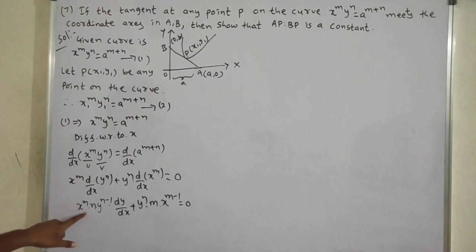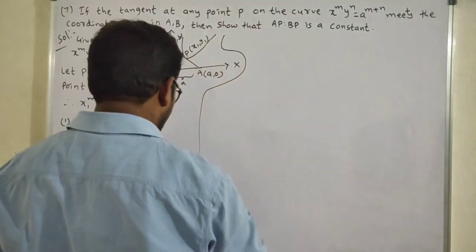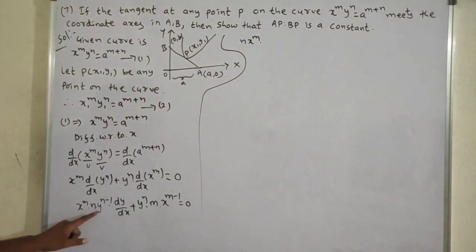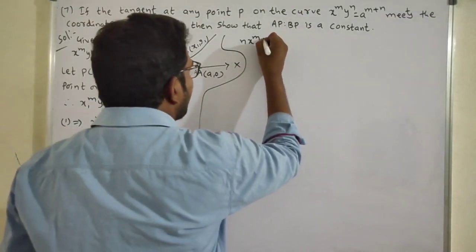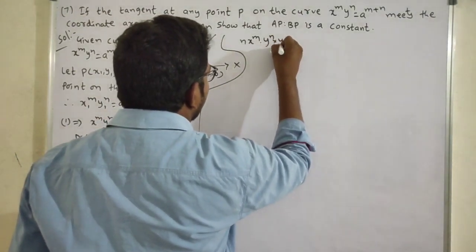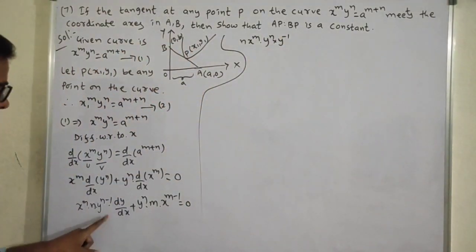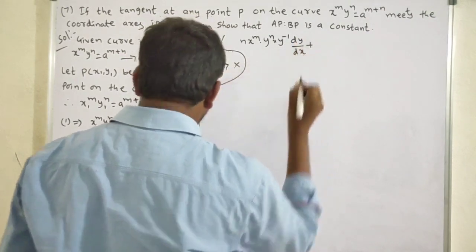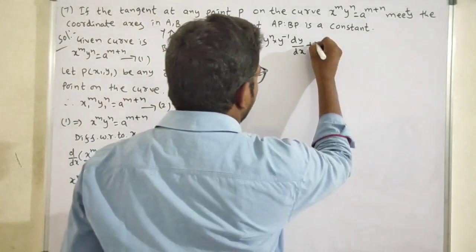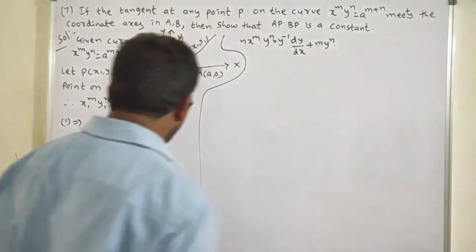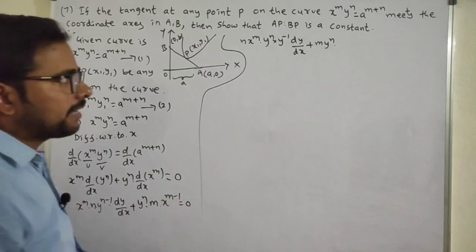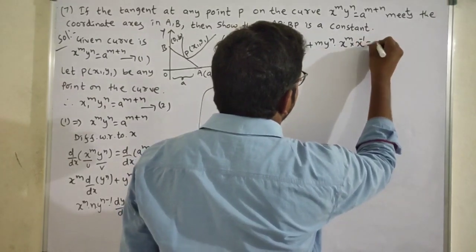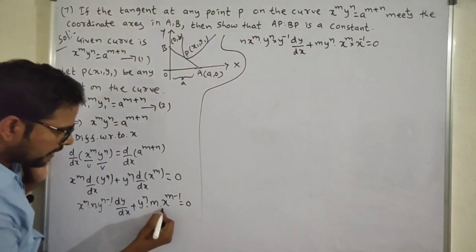Now we can write this as n x power m into, we can write y power n minus 1 as y power n into y power minus 1, and into dy by dx, plus m into y power n into, we can write this as x power m into x power minus 1, is equal to 0. Here I am applying the formula to these two terms.